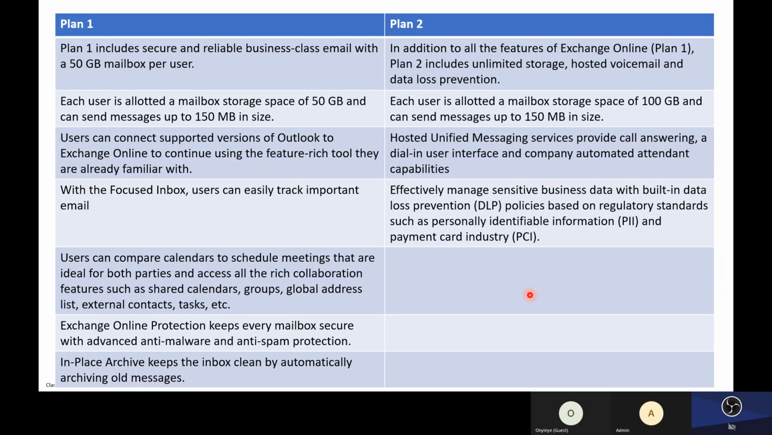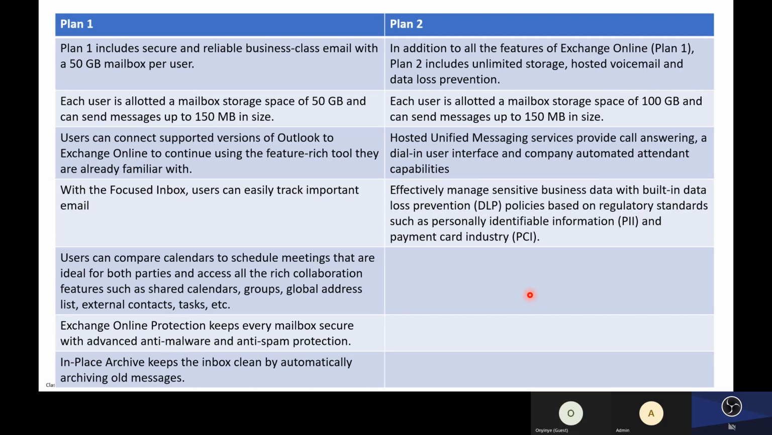Then for the 2 plans, you have Exchange Online Protection. So Exchange Online Protection is what allows you to have what is called advanced anti-malware and anti-spam protection on all your mailboxes, so that it can keep your mailbox very safe from attacks or from cyber crimes or any cyber attacks.